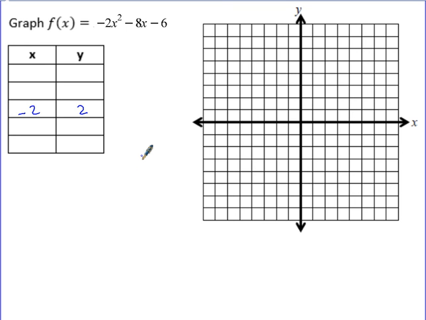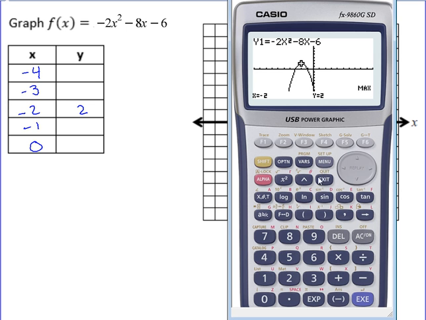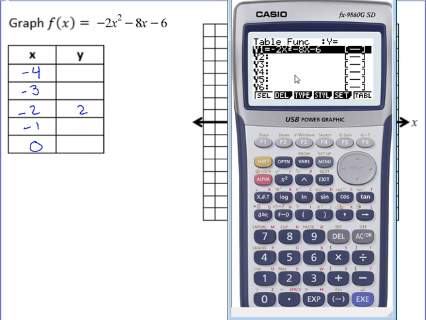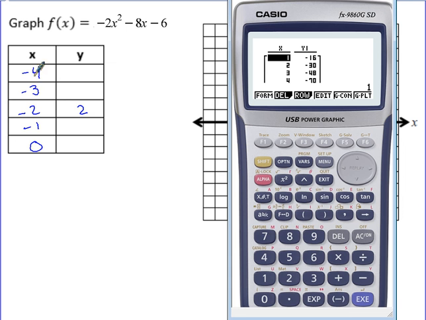Then I'm going to do the same thing that we did on the last example, so I'm going to fill in numbers above and below. So less than negative 2 would be negative 3 and negative 4. More than negative 2 would be negative 1 and 0. And then I'm going to go back to the calculator and go to the table. So menu, go over to the table. There is my equation. It carried it over from the graph, so I don't even have to type it again. I'm just going to go to the table, and then I'm going to type in my x values.